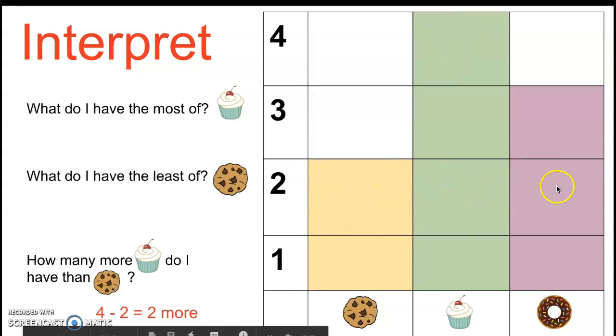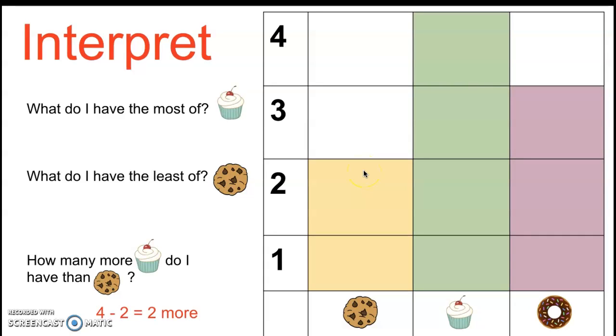And also notice how I have each column or bar a different color to help me separate the groups. So if I were to look, I have 1, 2, 3, 4 cupcakes. So I have the most cupcakes. The question was, what do I have the least of? I have the least amount of cookies, because if you see, cookies only have 1, 2 boxes full, and they're smaller, or it's lower than the rest of the bars.